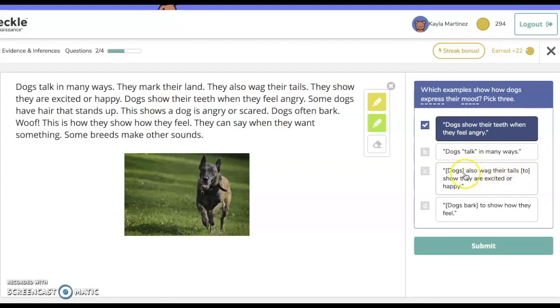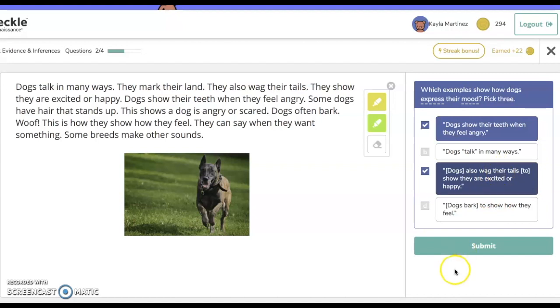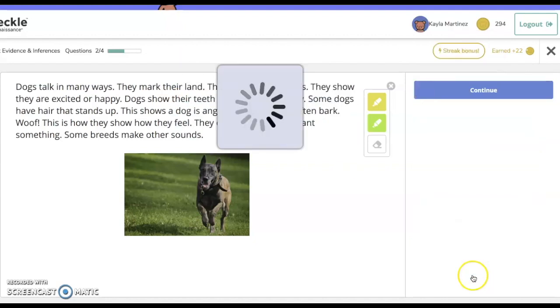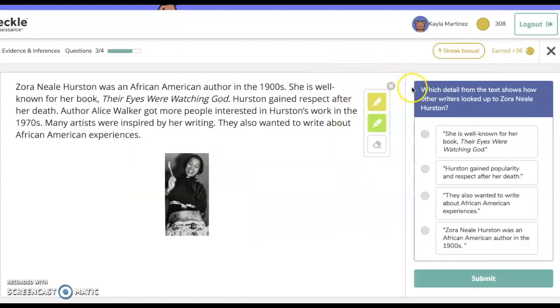Dogs also wag their tails to show they are excited or happy. What is the mood in this one? Yeah, excited or happy. Exactly. And to do that, they wag their tails. And D says dogs bark to show how they feel. So we don't have a specific feeling here, but we know that if they're barking, they must feel something, right? Let's see. Look at that. Excellent. All right, this is our last one, ladies.